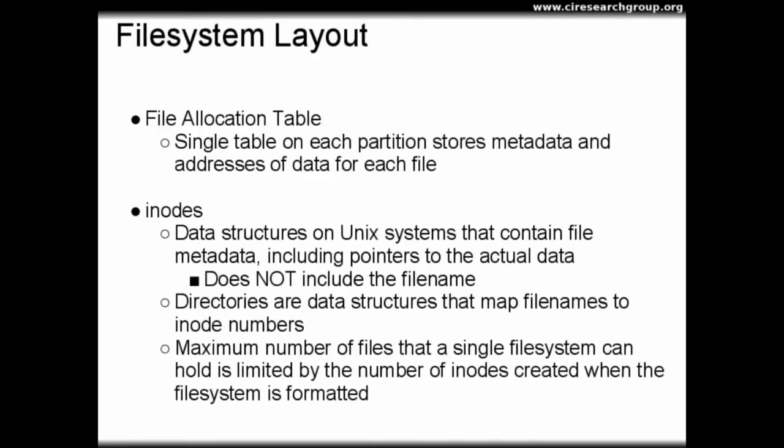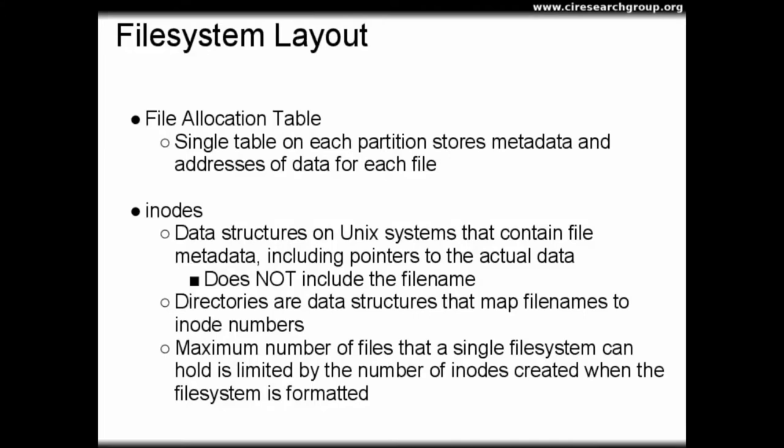Internally, file systems may use one of several different approaches for storing data on the disk. A simple layout is called the file allocation table, which simply has a single table on each partition to store metadata and the addresses of data segments for each file. File allocation table type storage methods are limited only in terms of how big the file allocation table can be. And these limitations specify, among other things, the maximum size a file can be and how many files can be on the system.